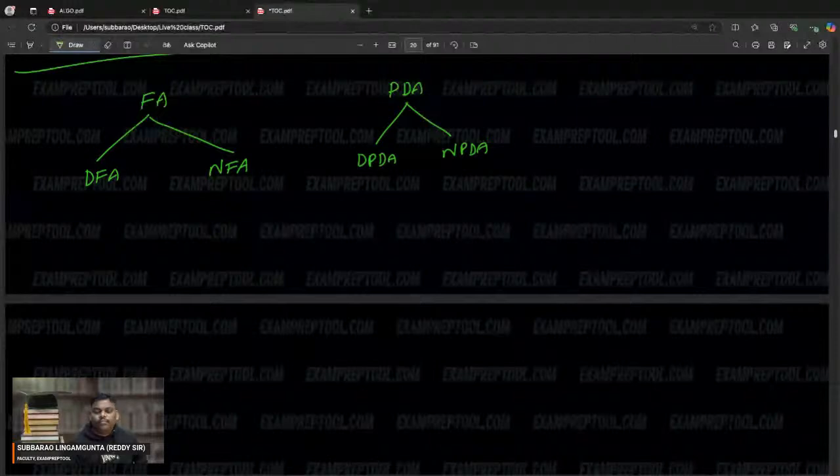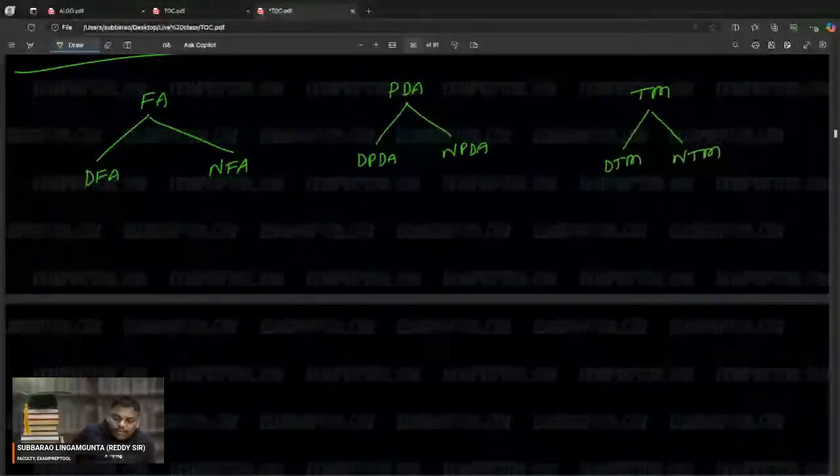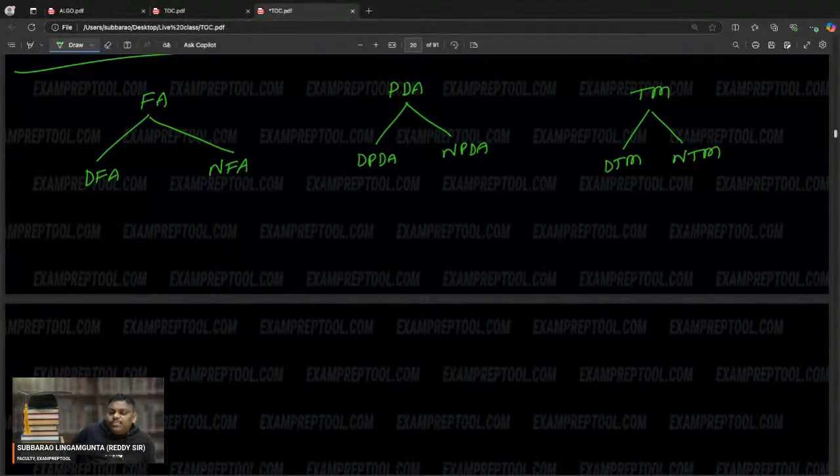So what is the meaning of DFA? Deterministic finite automata. What is the NFA? Non-deterministic finite automata. I will explain afterwards. Finite automata is two types, DFA, NFA.